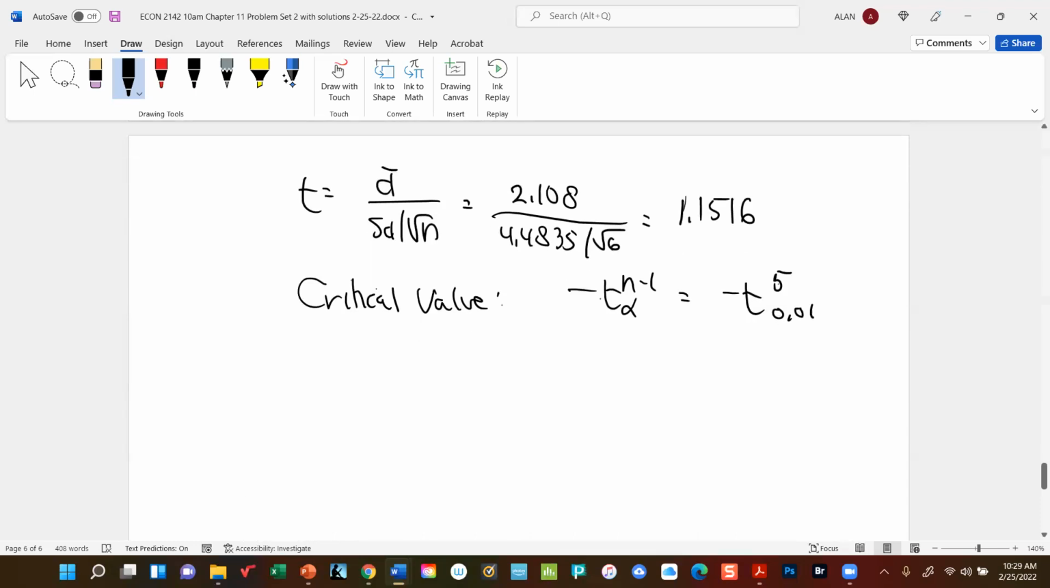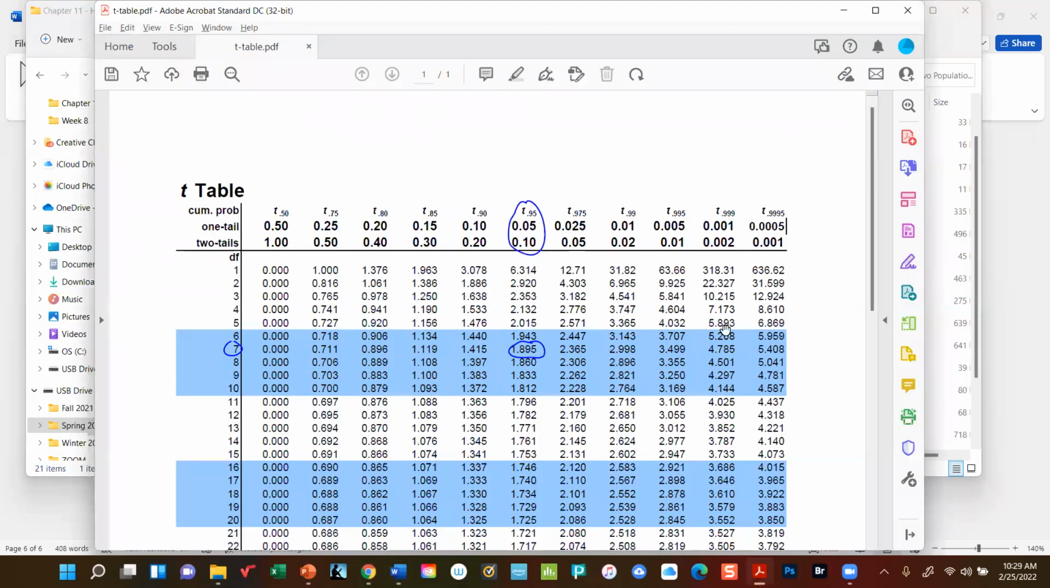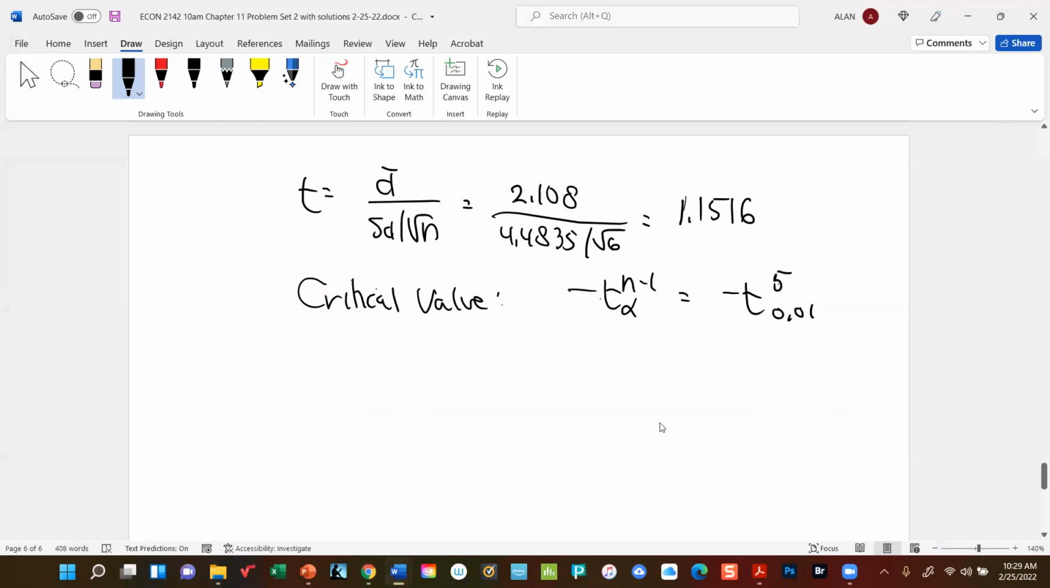So once again, we can look this up in the table. Let's see. This time there's only 1% in the tail. There's 5 degrees of freedom. So we're going to have actually negative 3.365 because we're in the left tail.